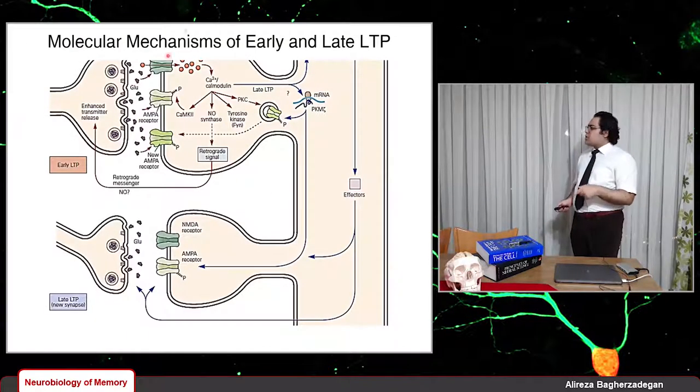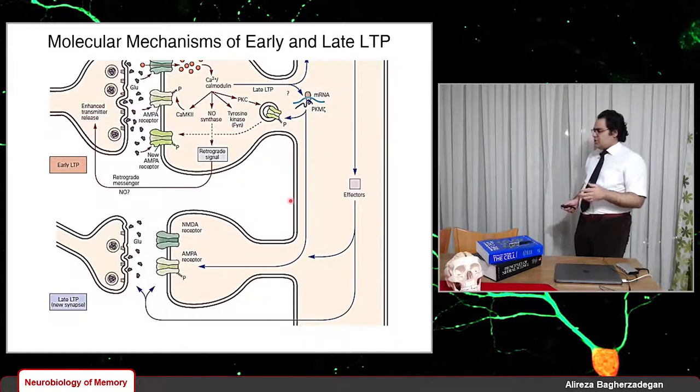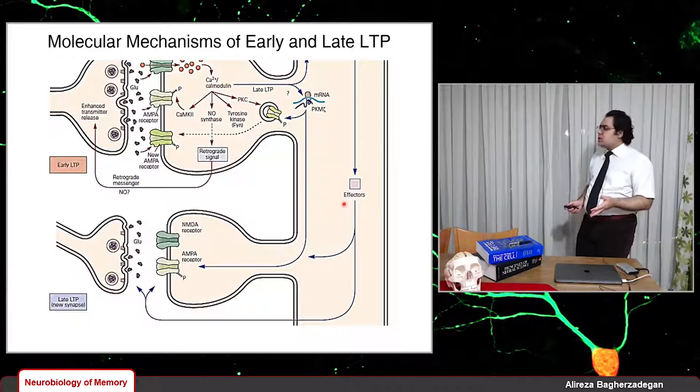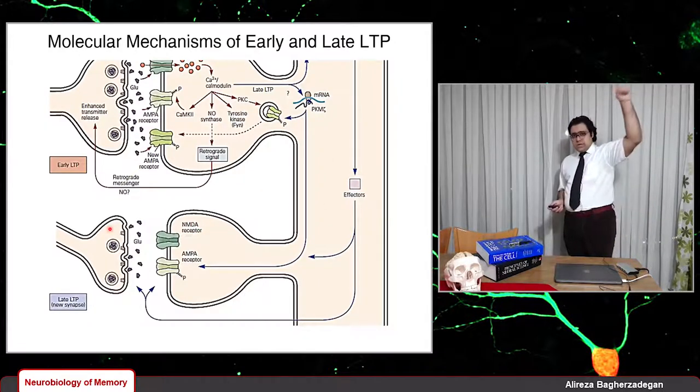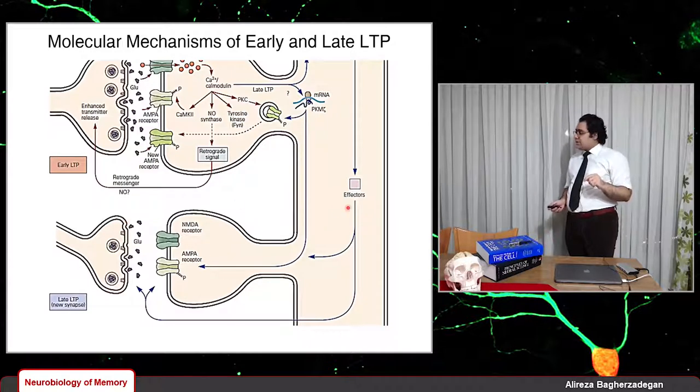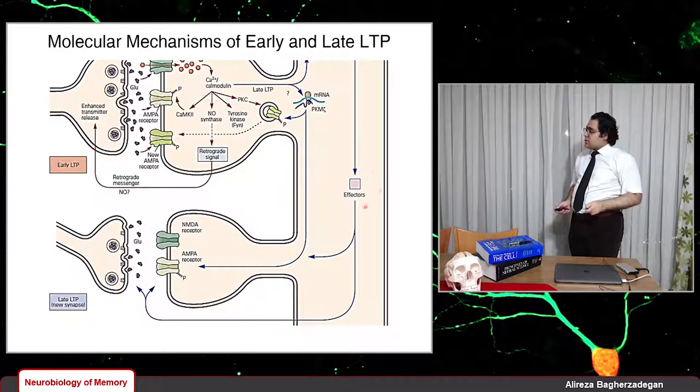So the rest of the picture, I don't need to show you that, but I just wanted to show you the effectors. These effectors are specific proteins which are important for the growth of new synaptic connections, and they are synthesized as a result of cAMP, protein kinase A, and CREB1 signaling. CREB1 activates the transcription of these effector proteins. We also have these protein kinase M zetas, which are going to insert new AMPA receptors in the newly formed synaptic spines or synaptic connections.